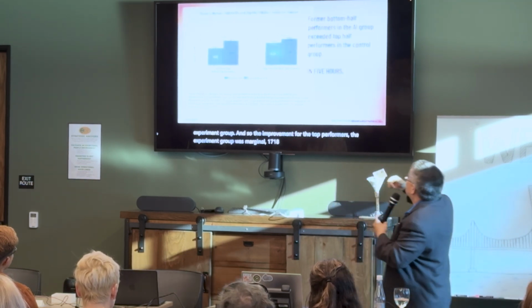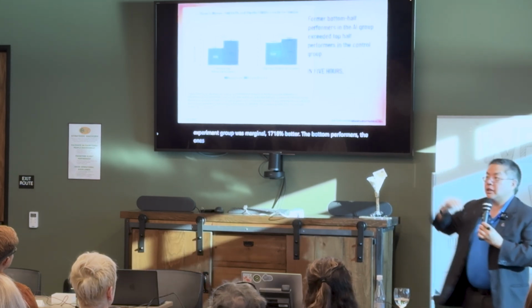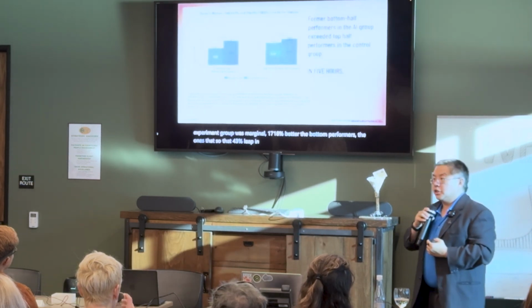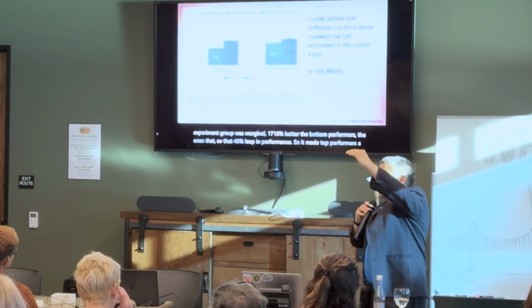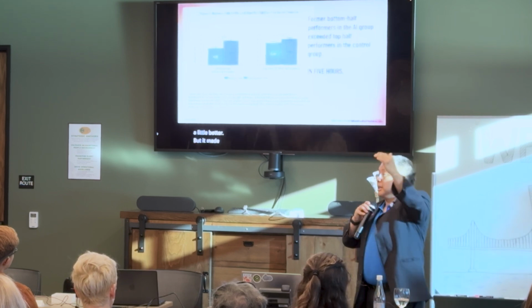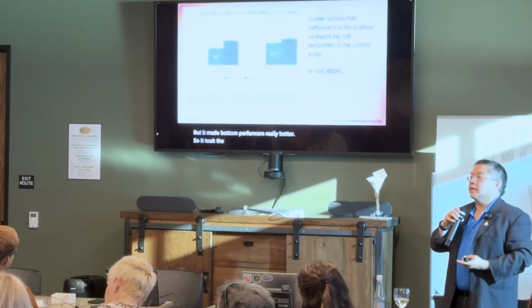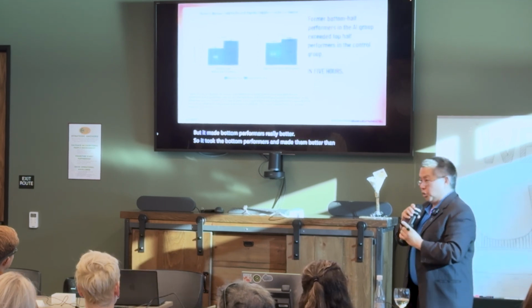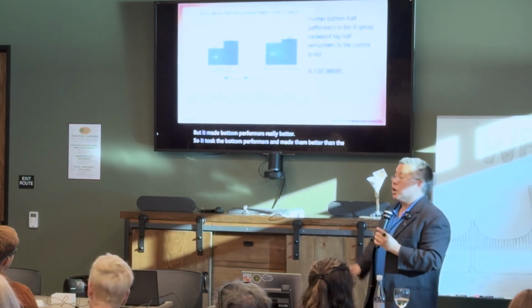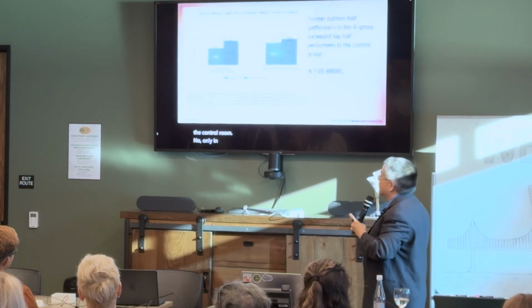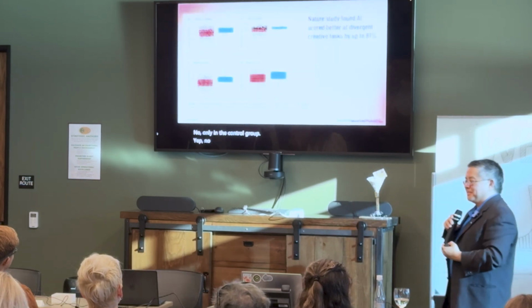The bottom performers are the ones that had a 43% leap in performance. So it made top performers a little better, but it made bottom performers really better. So it took the bottom performers and made them better than the top performers in the control group. Even using AI. No, only in the control group. Okay, thank you. Yep, no problem.